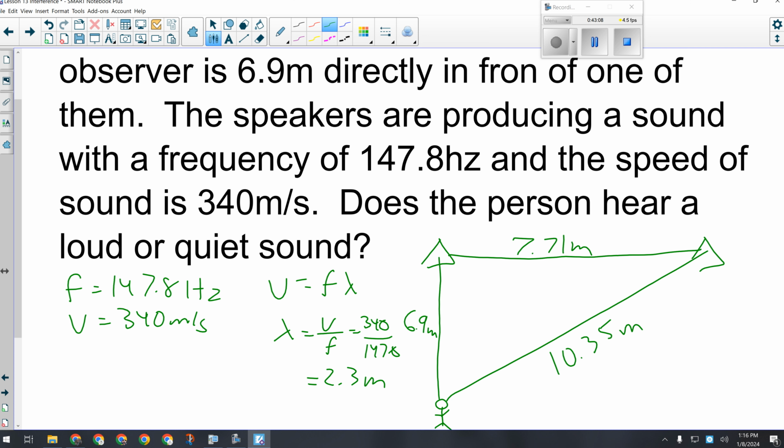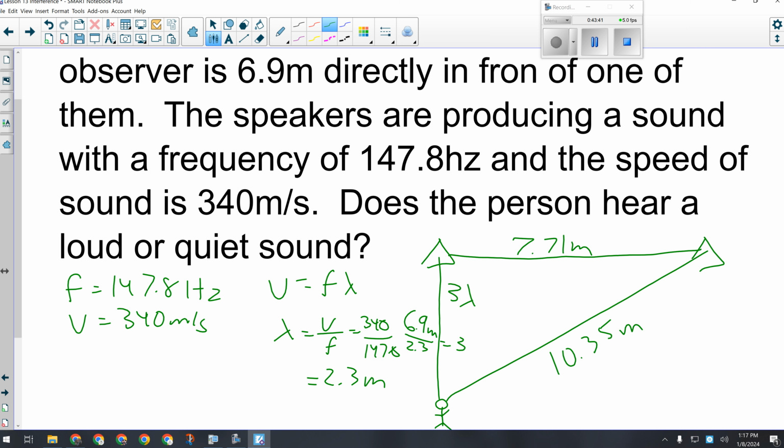Okay, what's my next step? Now I know all the sides and the wavelength. I need to know how many waves there are from each speaker to the observer. Well, if the wavelength is 2.3 meters, 6.9 divided by 2.3 is 3. Everybody with me on that? So on this side, there are 3 wavelengths because 6.9 divided by 2.3 is 3. So there's 3 wavelengths from the first speaker.